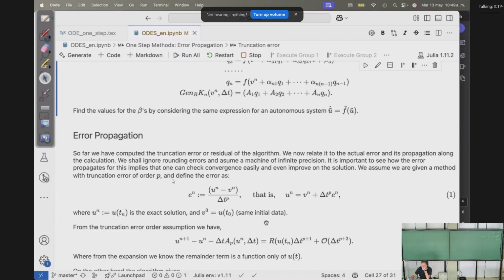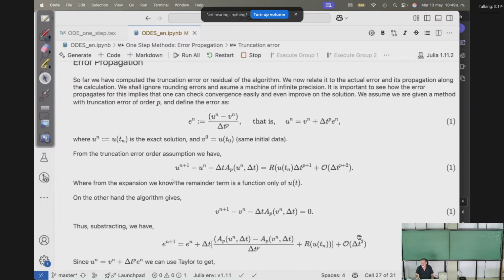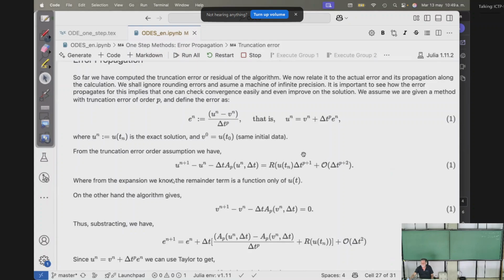So this is for some a to the p. Something we know already, the local truncation error is order p. So from the truncation error, we get this line here should be some error. We know this formula, we know it depends on the u at Tn times delta t to the p plus 1 plus higher orders. And this remainder is a function of u at Tn.